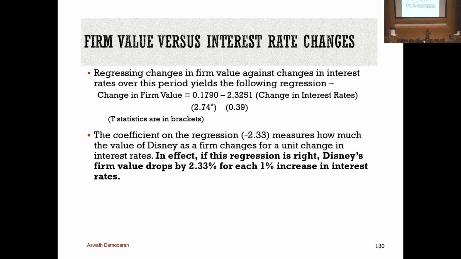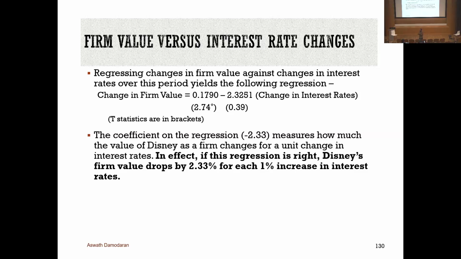So interest rates go up, bond prices go down. Duration also measures how sensitive your bond price is going to be to changes in interest rates. Do you see the starting of a link? What is the regression coefficient measuring? It measures how sensitive my firm value is to changes in interest rates. That's exactly what duration on a bond measures.